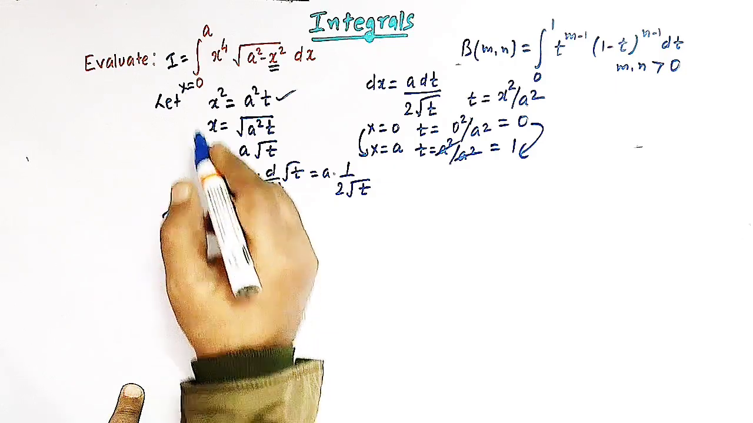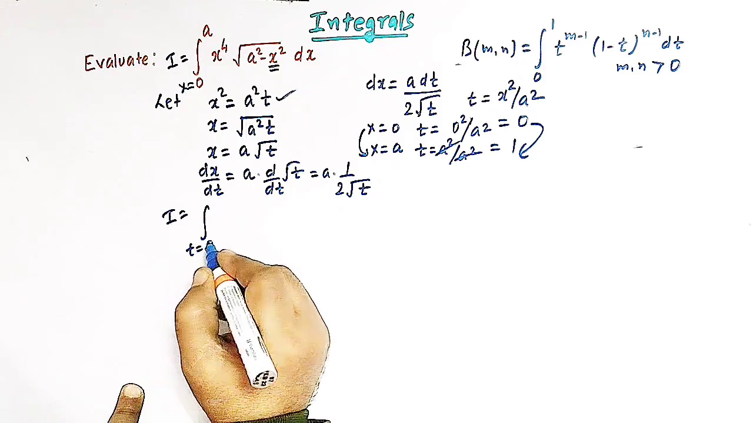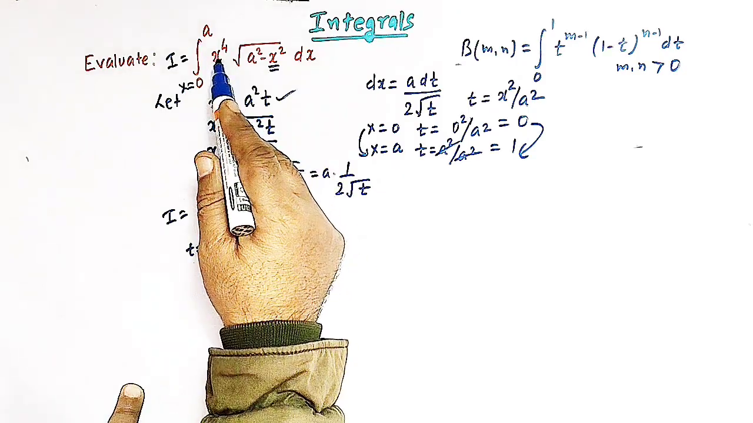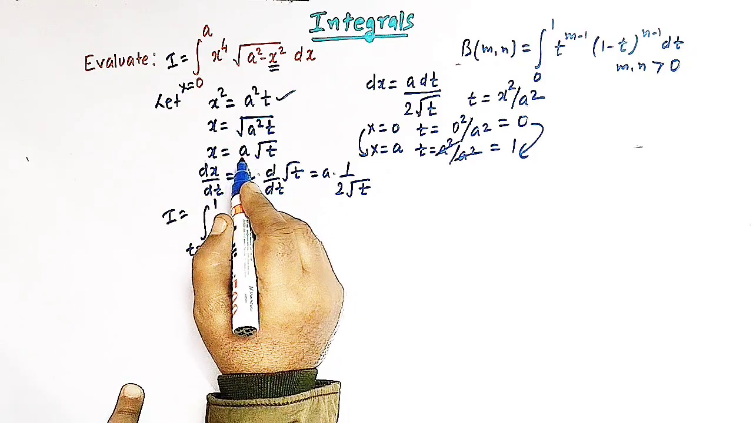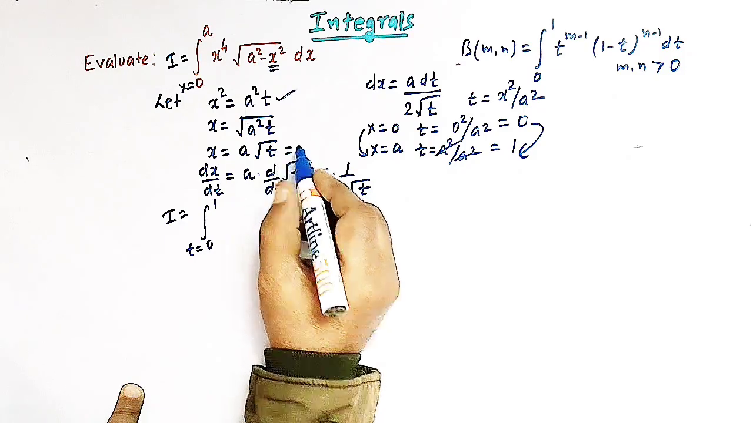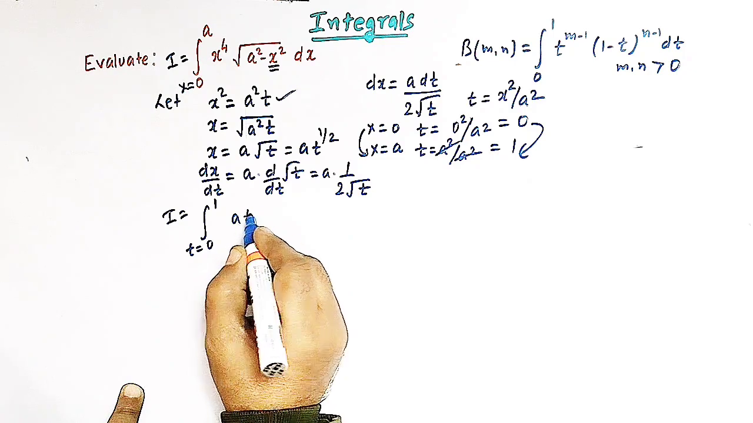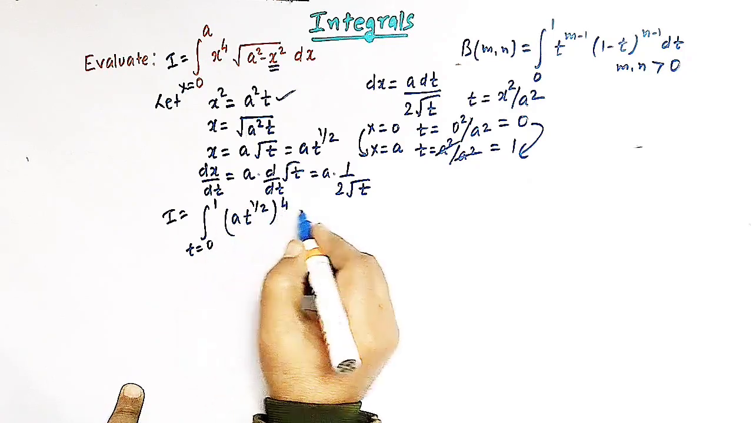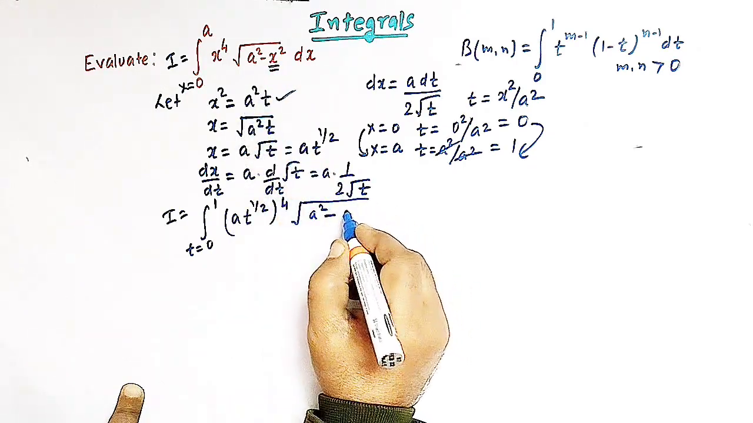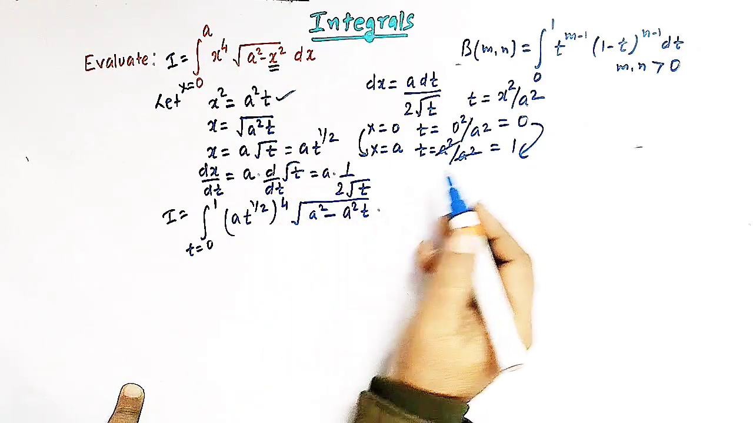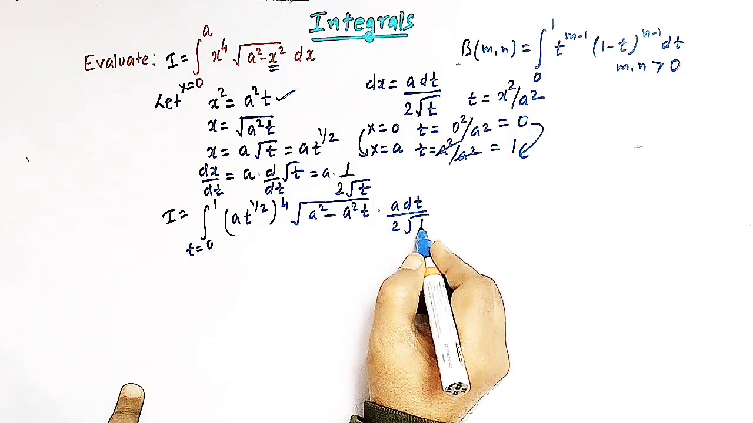So now we can write this integral I in terms of t. We have the limits t is equal to 0 to 1, and here we have x raised to 4. So we can now write x is equal to a times square root of t, that is a times t raised to half, and here we have 4. Then we have square root of a square minus x square. X square is a square t, and dx is given by a dt over 2 times square root of t.